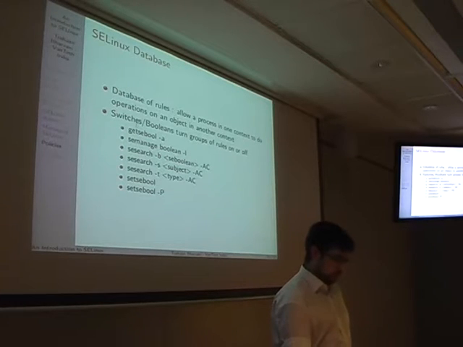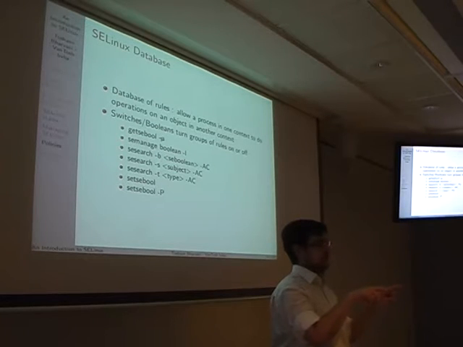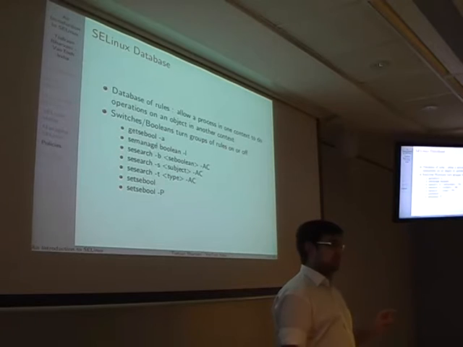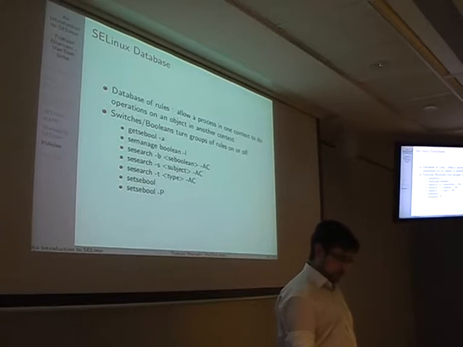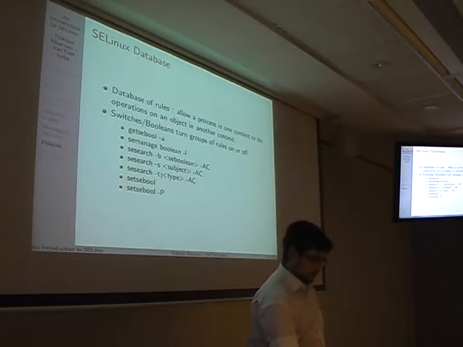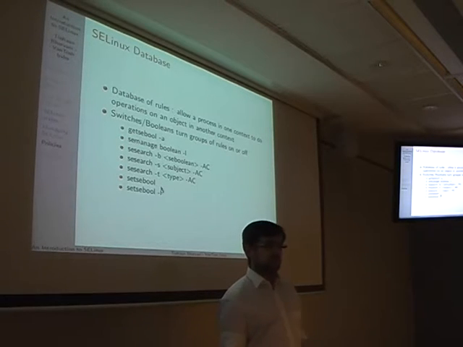getsebool -a will give you all of them. semanage boolean -l will give you a list and the possibilities with a short description. So with getsebool, it just gives you the name of the boolean and whether it's on or off. With semanage, it will give you a short description. With sesearch -b and then the boolean name, -A, it will give you a small text about what it is. You can do that on the boolean, on the subject, on the type. And then again with setsebool, you can set them here.